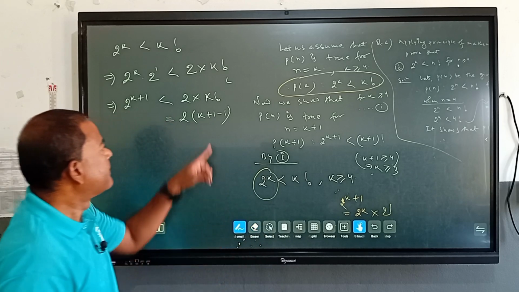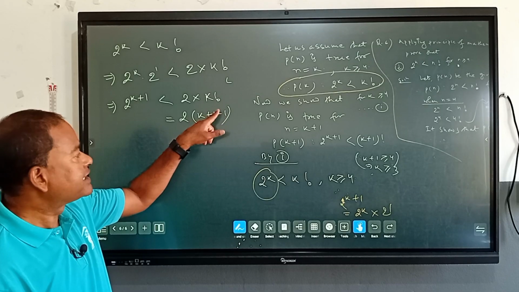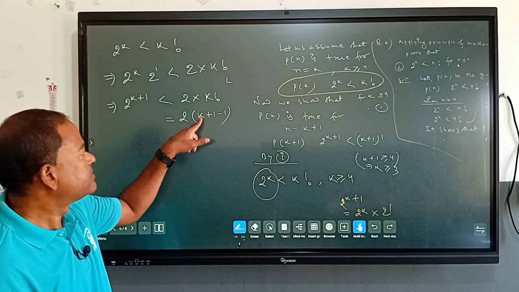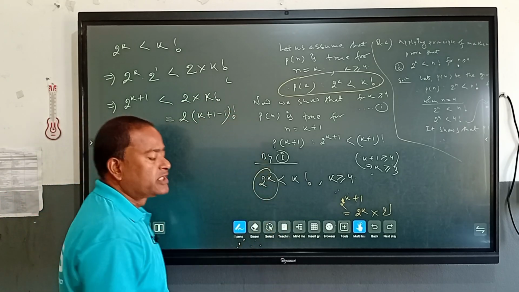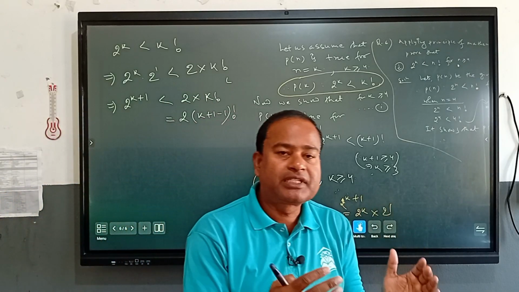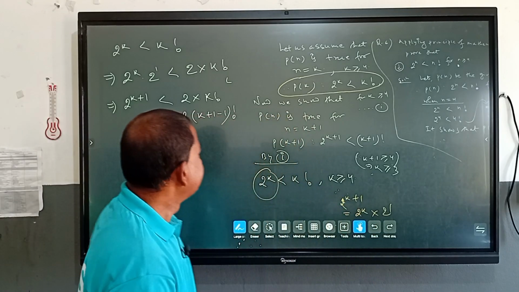So dear students, adding plus 1 and subtracting 1, plus 1 minus 1 means again we get the same. So now it is balanced. So dear students, always whatever we need, the same thing we copy and then we balance it.